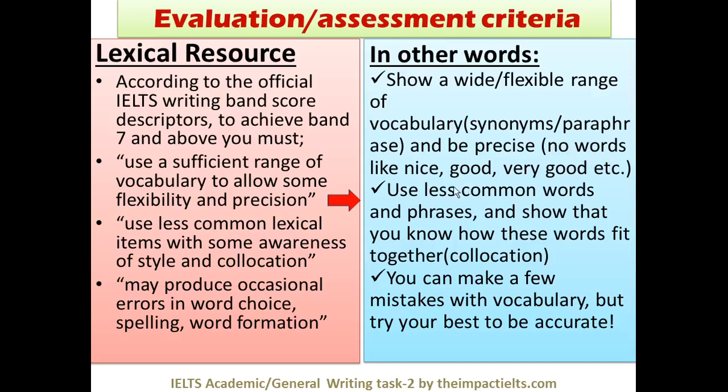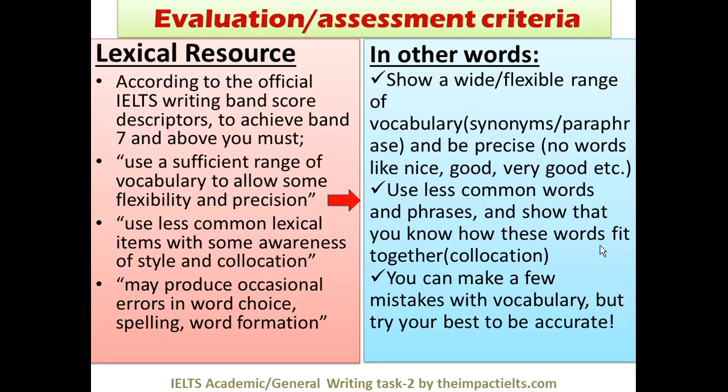So no common words should be used like nice, good, very good. Instead, use less common words and phrases. So that you know how these words fit together, that means the collocation, the combination of words, how two words are combined naturally. For example, you say, "I did a mistake." This is not a right combination of words. We don't say "I did a mistake" in English. We say "I made a mistake."